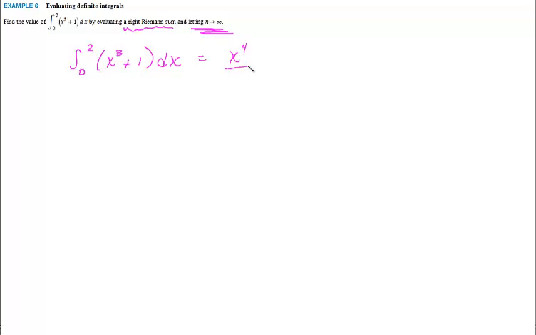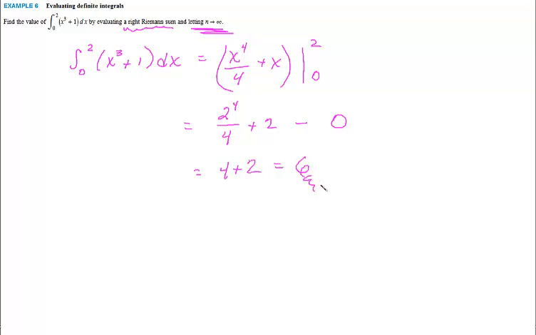X to the fourth over 4 plus x evaluated from 0 to 2. I always like it when there's a 0. Then this would be 2 to the fourth over 4 plus 2 minus, and you plug in the 0, and that would be 0 on both of those. And 2 to the fourth over 4 is 4, plus 2, and this would equal 6, and I'd be all done with this one.